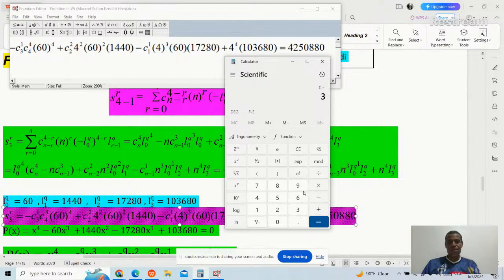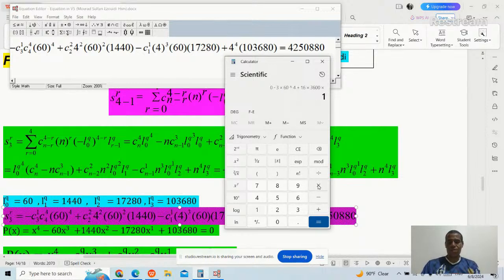So negative 3 times what, learners? Times 60 raised to the power 4. Plus combination 2 choose 2 is 1 times 4 squared. Plus, I will just write plus 4 squared times 60 squared is 3,600.